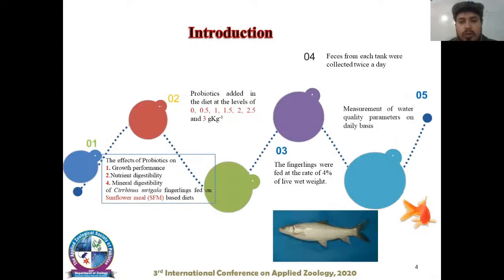This study examined the effect of probiotics on the growth, nutrient digestibility, and mineral digestibility of Cirrhinus mrigala fed sunflower seed meal-based diets. The probiotics were added at different levels: 0.5, 1, 1.5, 2, 2.5, and 3 gram per kg. The feces from each tank were collected twice a day, the fingerlings were fed at 4% of live weight, and the water quality parameters were measured on a daily basis.